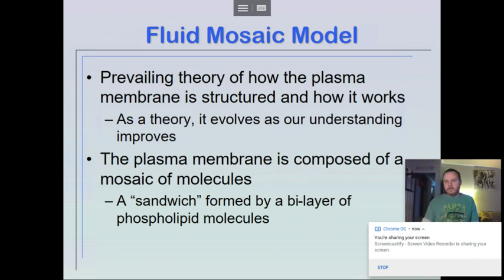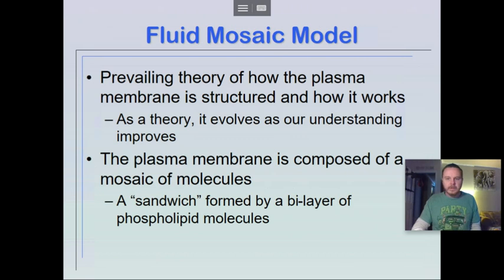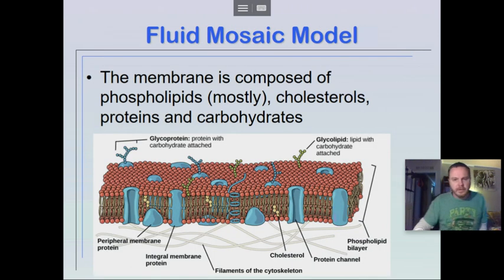So if we keep going here, as we mentioned, this is just a theory, but it's pretty commonly accepted at this point. The fluid mosaic model describing how the plasma or the cell membrane is constructed. Now, again, we know this is primarily phospholipids because of their polar nature.